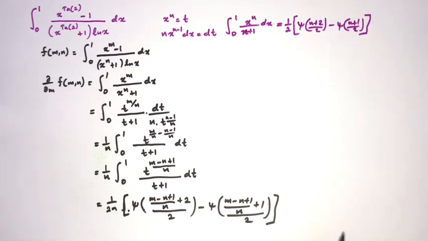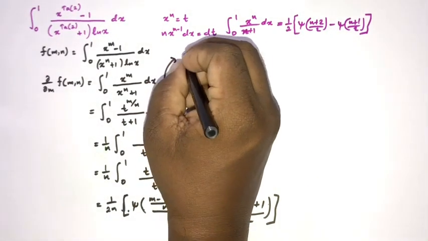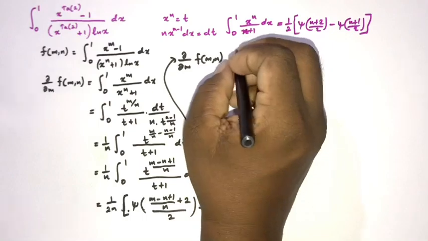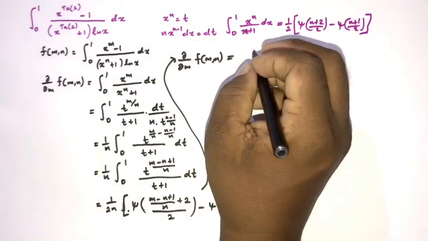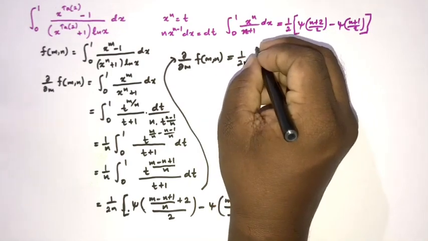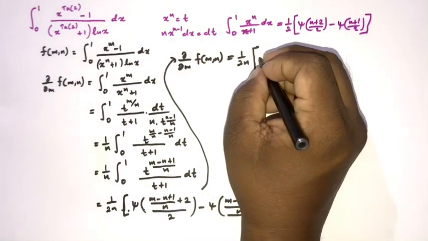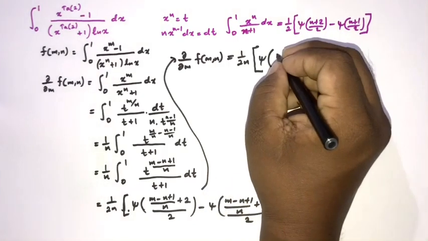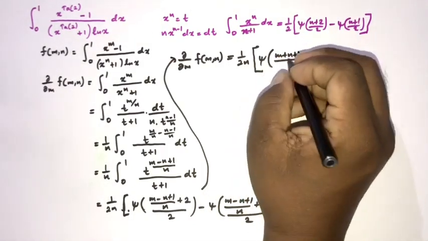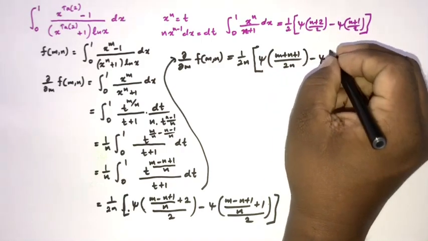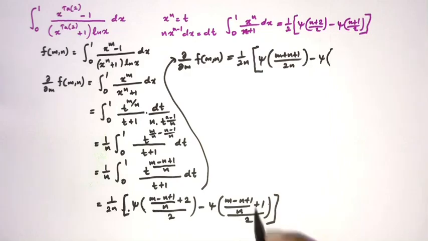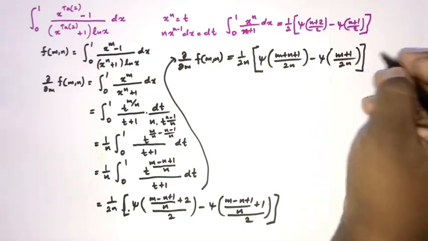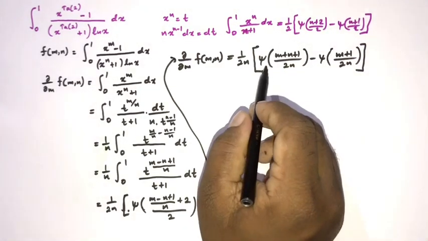Okay, now we can simplify. So we can write here the derivative of f of m, n with respect to m, and this is equal to 1 over 2n times digamma of m plus n plus 1 over 2n, minus digamma of m plus 1 over 2n, because here the plus n and minus n get cancelled. Okay, then here we have the digamma function.